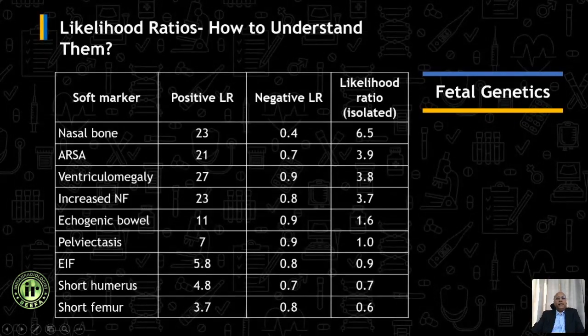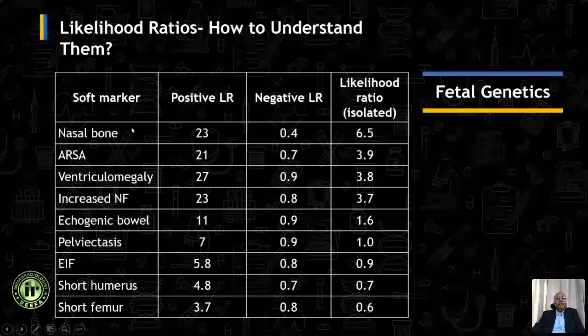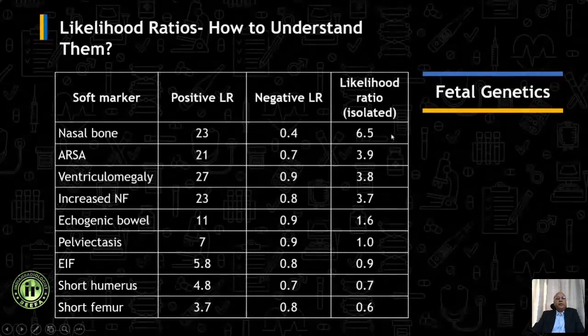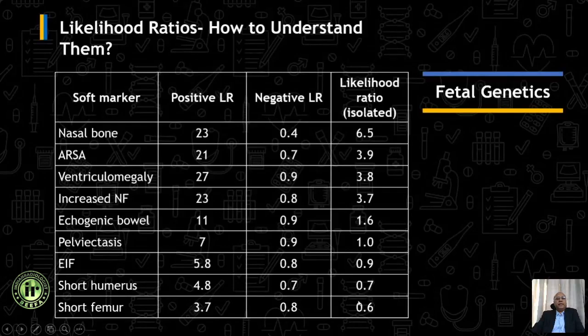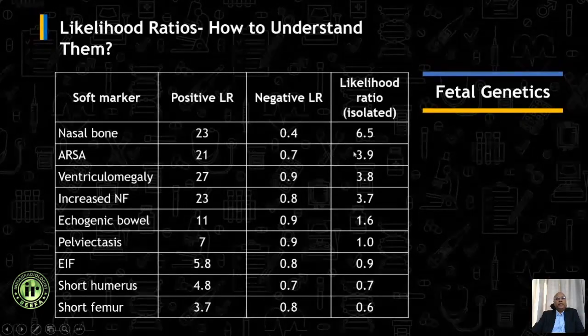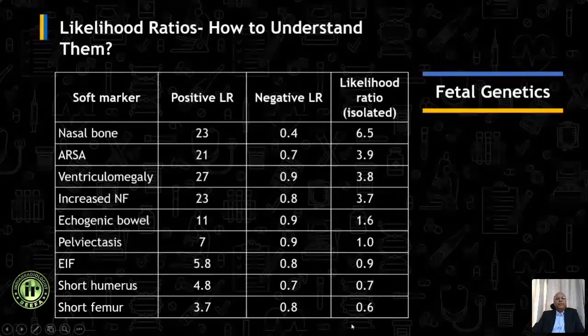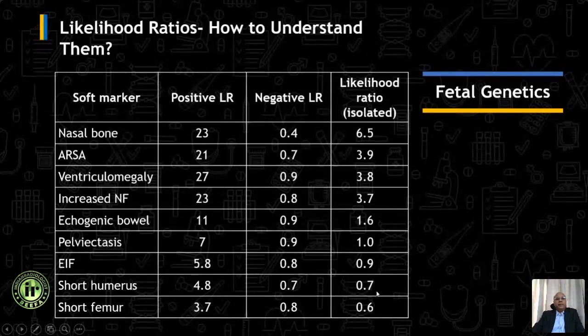Now, likelihood ratios talk about the strengths of these markers and their ability to identify aneuploidy. If you see that the likelihood ratios are arranged in descending order, with the nasal bone having 6.5 as the highest, ARSA, ventriculomegaly, and increased nuchal fold having approximately 3.8, echogenic bowel having 1.6, and pelvic ectasia, echogenic focus, short humerus, short femur having 1. So these are arranged in descending order, and you can see we can group them into 4 groups.